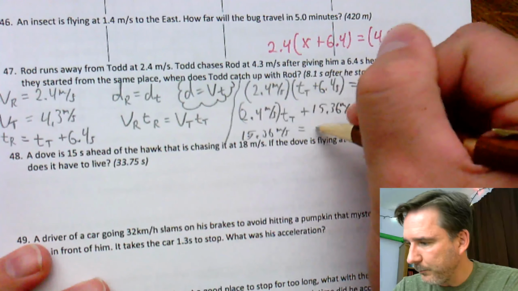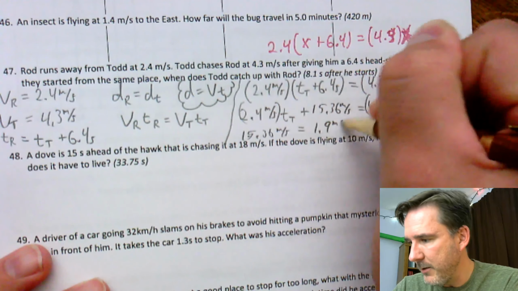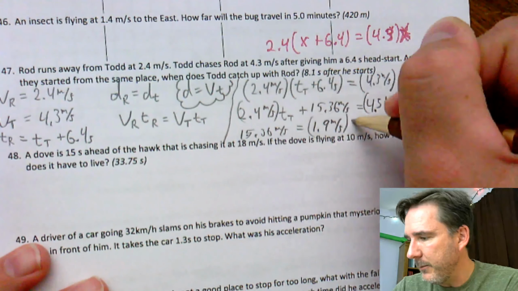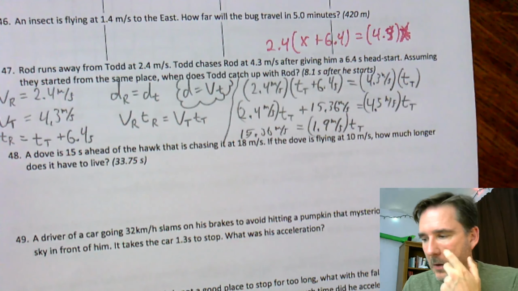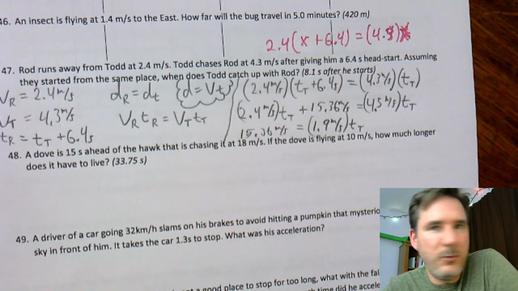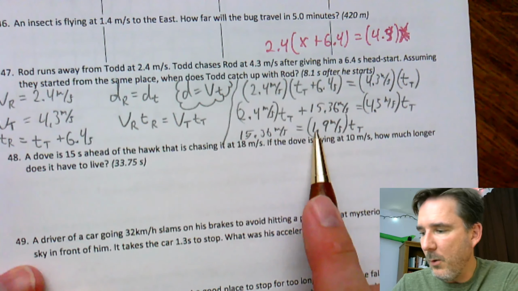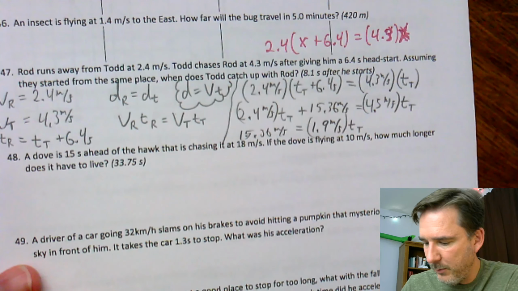Is equal to 1.9 meters per second times Todd's time. Okay, so now I've got to just divide. I'm going to divide both sides by 1.9. So 15.36 divided by 1.9.